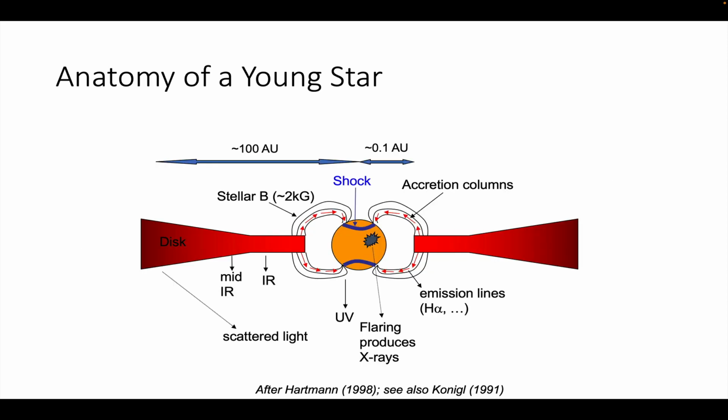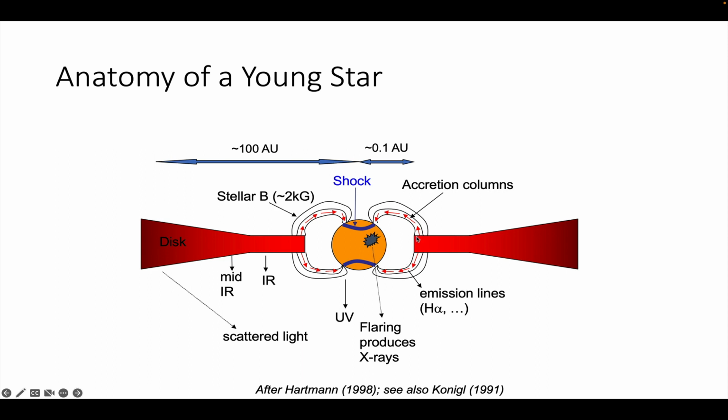So this is my sad and pathetic PowerPoint version anatomy of a young star. It's not to scale. You've got this young, fully convective, low mass star in the center. And because it is fully convective and because it is rotating quickly, it has really, really strong magnetic fields. So the magnetic fields are very, very strong. And so they actually thread the circumstellar disk around it.